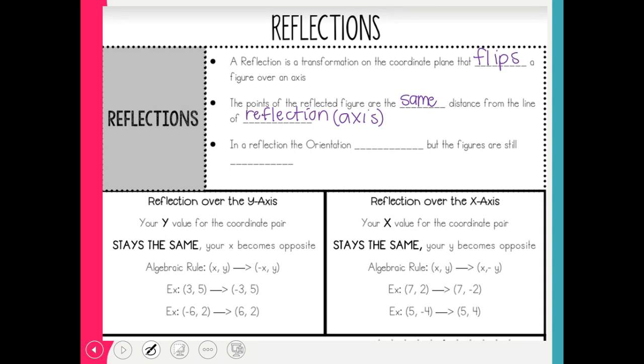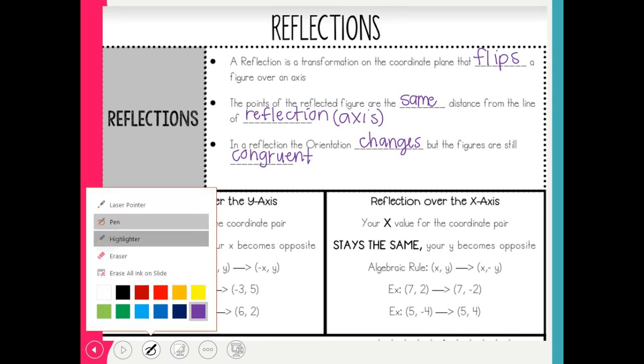In a reflection, the orientation changes, but the figures are still congruent. Notice how for every transformation, we're really focused on the orientation and the congruence. Those are some big rules for us to remember. So here I just want us to underline some things. I'm going to highlight them, you underline them.